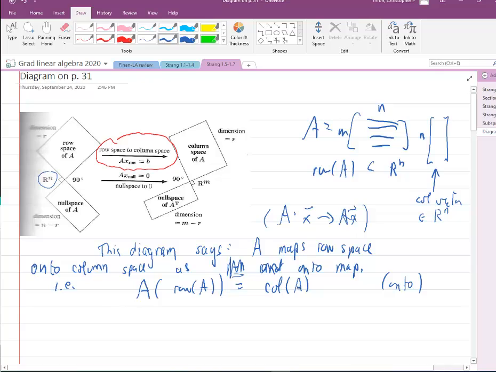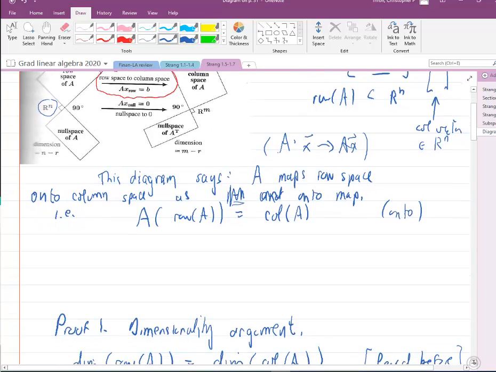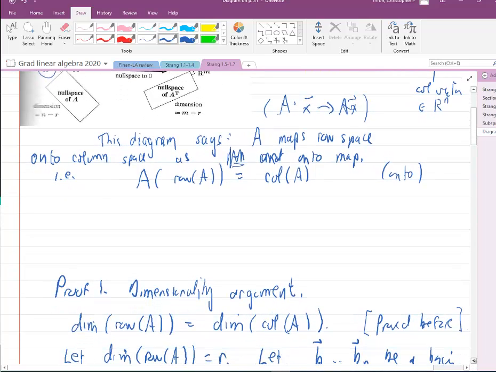A of the row space of A is equal to the column space of A. Why is this mapping onto? Why is A of the row space not just a subset of the column space? Okay, so we can talk about this in different ways. The first proof is a dimensionality argument.